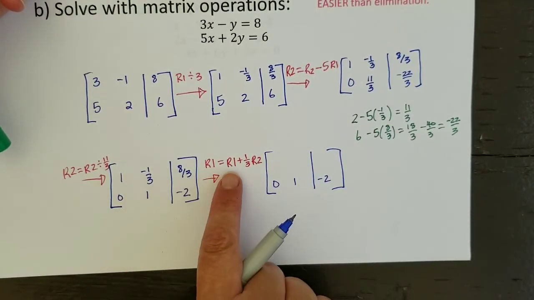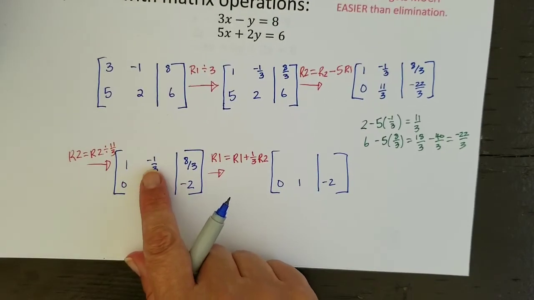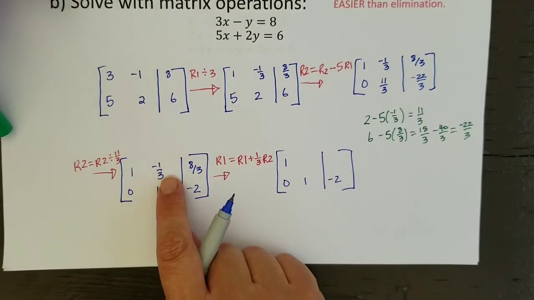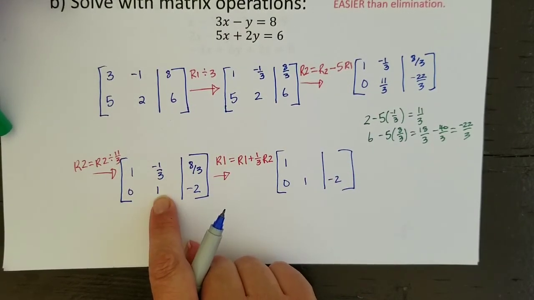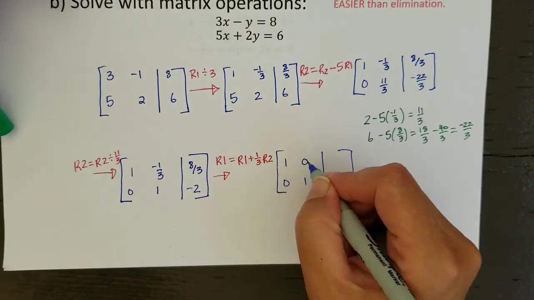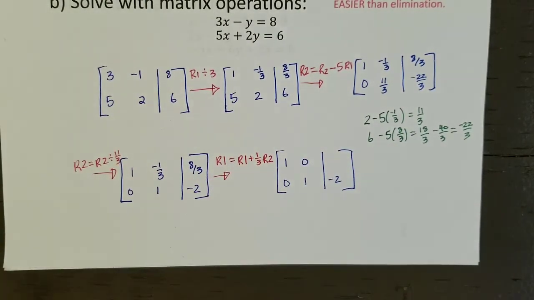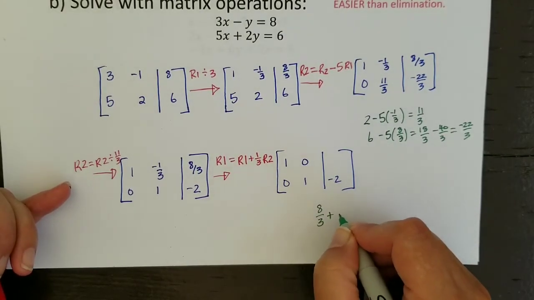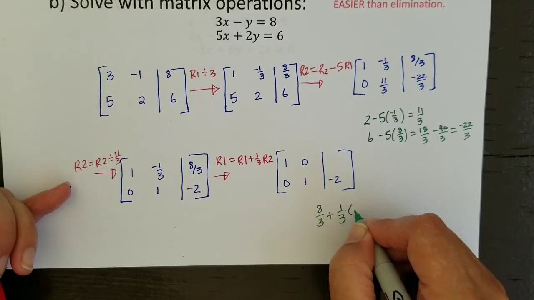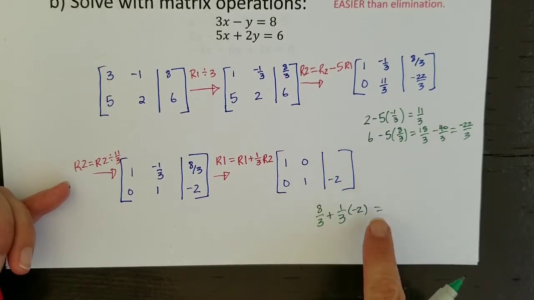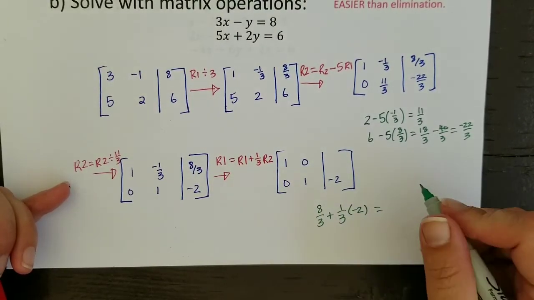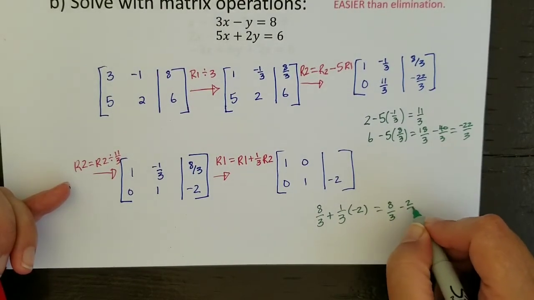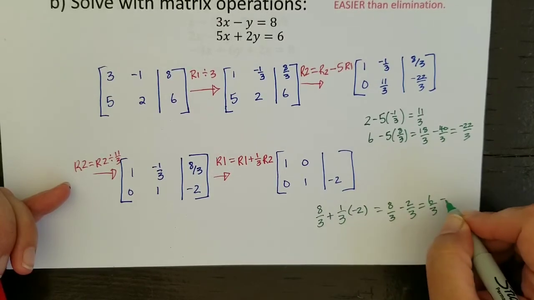Here I've got row 1 plus 1/3 of row 2. So I've got a 1 up here plus 1/3 of 0, which is still 1. I have negative 1/3 plus 1/3 of 1, which is 0. And now I have 8/3, which is the part you may want to write out or do on a calculator: 8/3 plus 1/3 of -2. So that's the thinking in your head or on a calculator or on scrap paper. I get 8/3 minus 2/3, which is 6/3, which is 2.